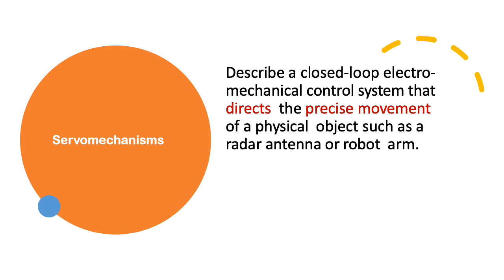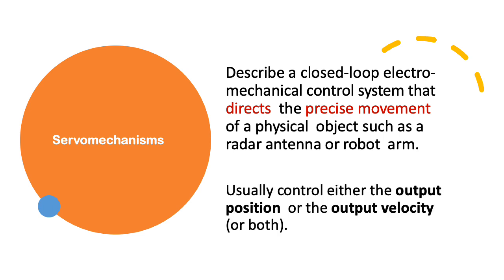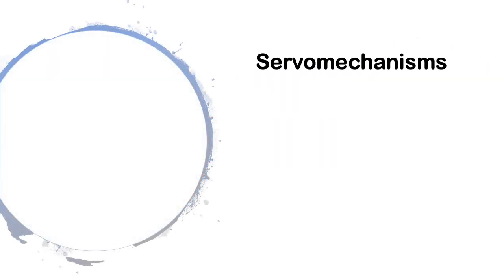A servo mechanism is the traditional term applied to describe a closed-loop electromechanical control system that directs the precise movement of a physical object, such as a radar antenna or robot arm. Typically, either the output position or the output velocity or both are controlled. Servos can be used to generate linear or circular motion depending on their type.